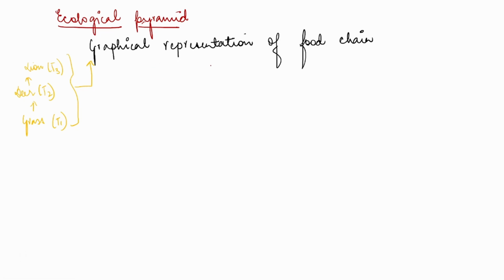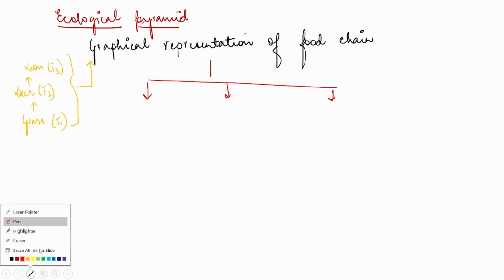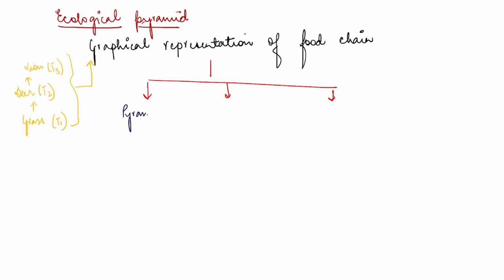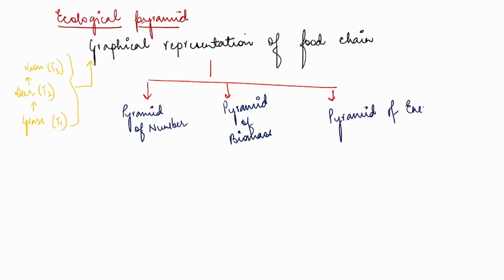So basically ecological pyramids are of 3 types. How many types? 3 types. What are the 3 types of ecological pyramids? Yes, the 3 types are pyramid of number, then pyramid of biomass, and pyramid of energy. Right? Now if we talk about pyramid of number, what is pyramid of number?